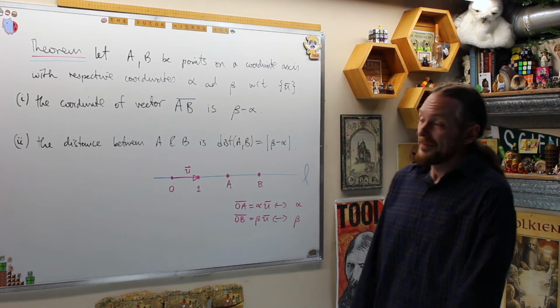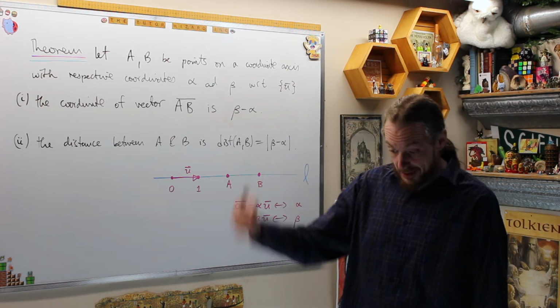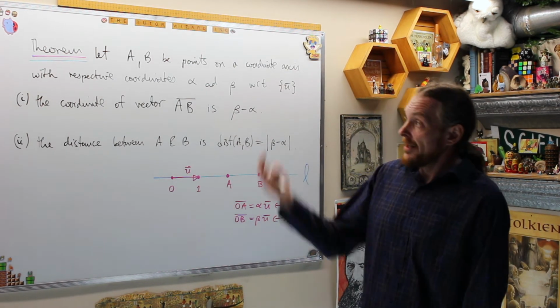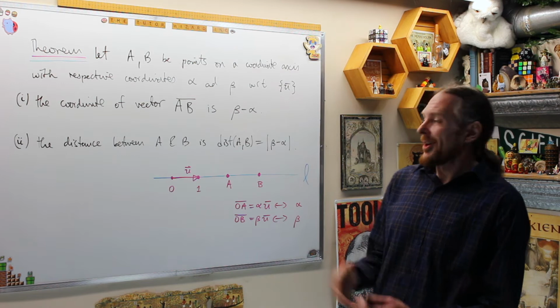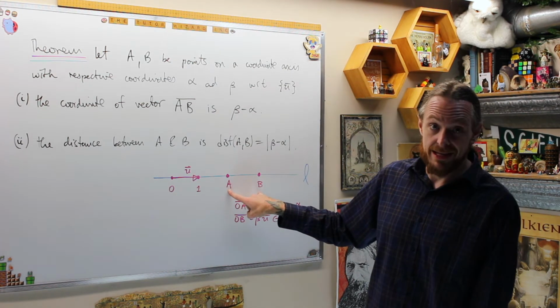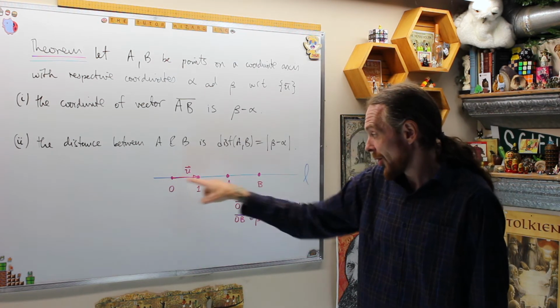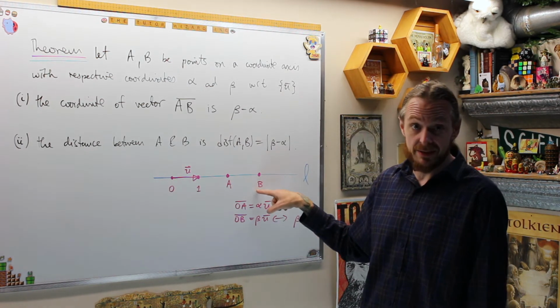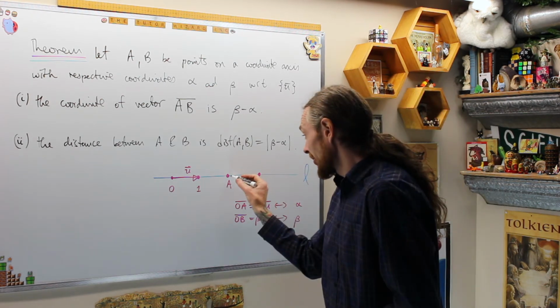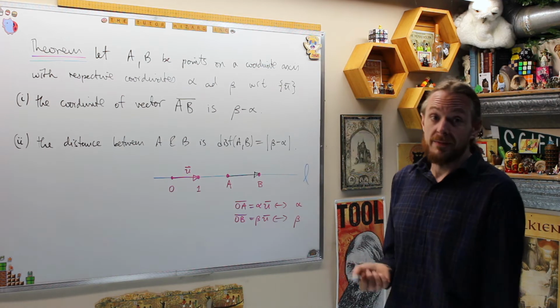All right, to finish off a basis for a line of vectors, and then we'll move up one dimension to a plane of vectors. We have this result talking about the coordinate of, if we have 2 points on a line, what's the coordinate of the vector that joins A and B, not OA or OB. Those are the position vectors of the points A and B. But we're talking about specifically this vector now. What are the coordinates of that vector?